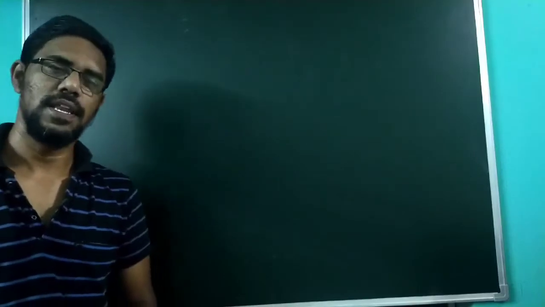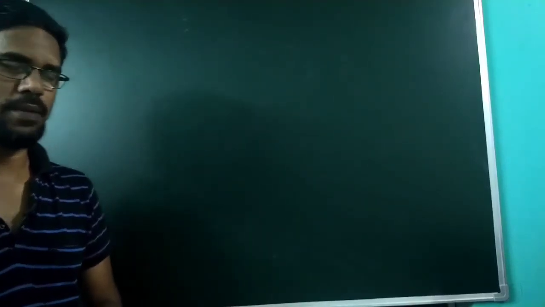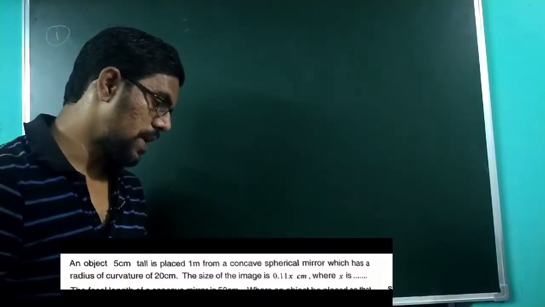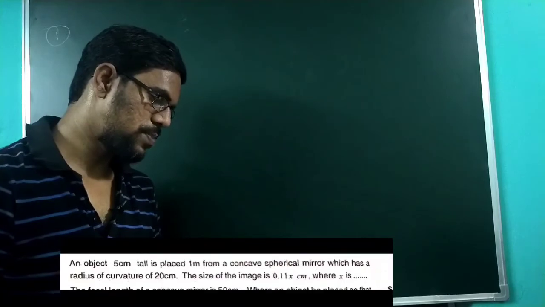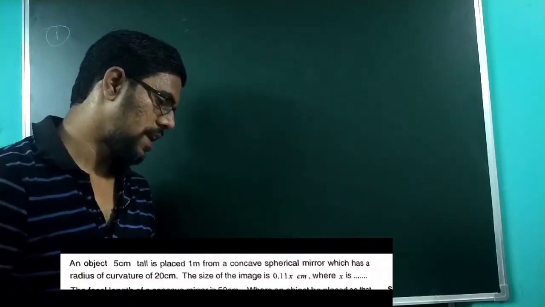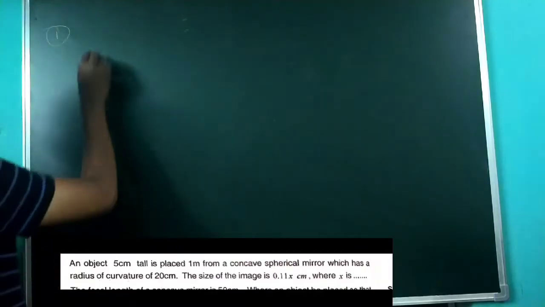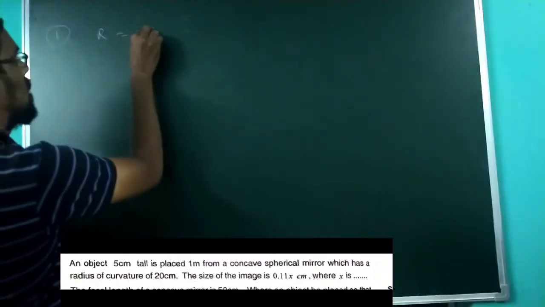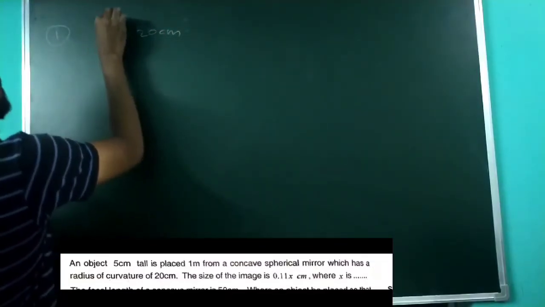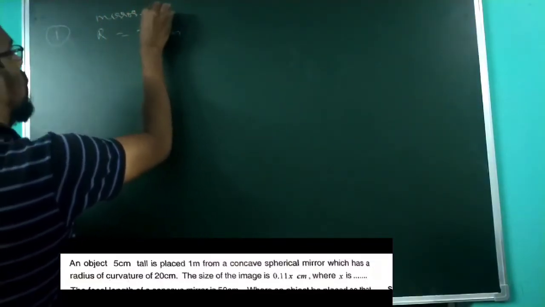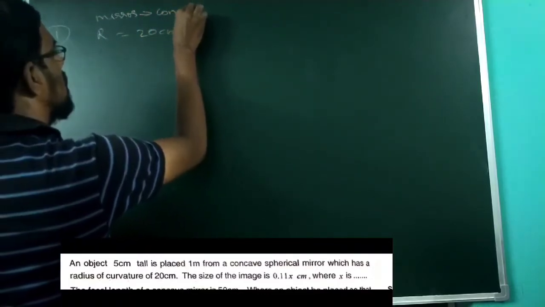Physics department. Let us solve some problems in spherical mirrors. Number 1. An object 5 cm tall is placed 1 meter from a concave spherical mirror, which has a radius of curvature of 20 cm. So given that R is equal to 20 cm, and this mirror is nothing but a concave mirror.